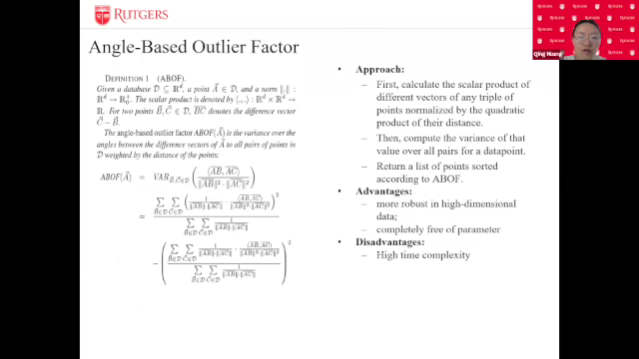In order to find this kind of outlier, they also proposed an equation to calculate the outlier factor, which is measured by the variance over the angles between the different vectors of a data point to all the pairs of points in the whole data set, and then weighted by the distance of the point. This kind of algorithm is very robust in high-dimensional data, and it's also completely free of parameters. But the time complexity is very high for this algorithm.